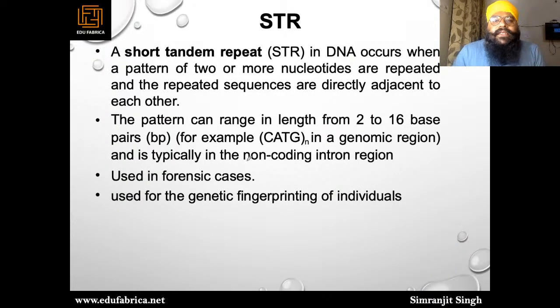Then these are STRs, the short tandem repeats in DNA, which occur when a pattern of 2 or more nucleotides are repeated, and the repeated sequences are directly adjacent to each other. For example, CATG, around 4 base pairs here, is repeated over your whole sequence. And these are used in forensic science, also in genetic fingerprinting.